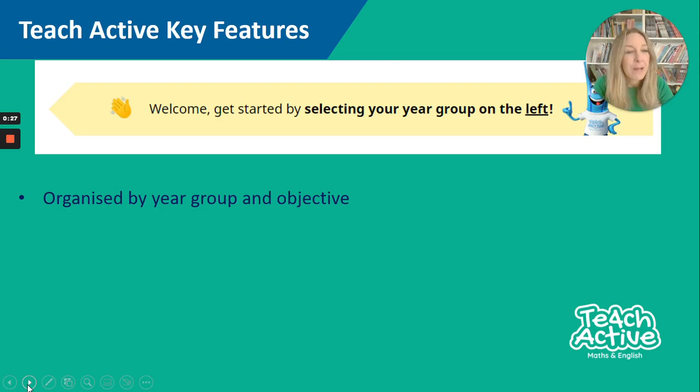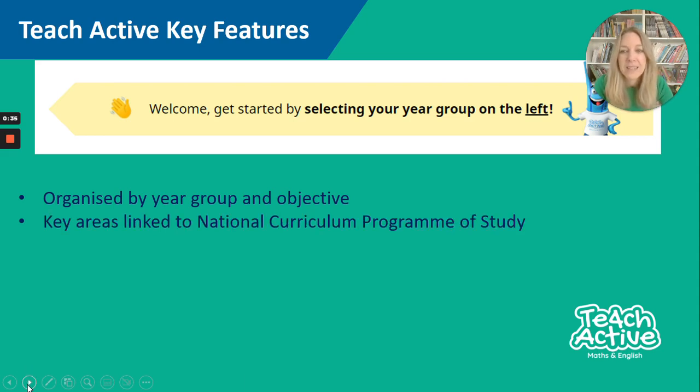So it's organised by year group and objective. As you can see, it's really simple. On the left-hand side of your computer screen, you can choose the year group that you want to focus on. As I said, we've linked it to key areas of the National Curriculum Programme of Study for both writing and for reading. It's based on key skills and objectives that we know children need to be working on.